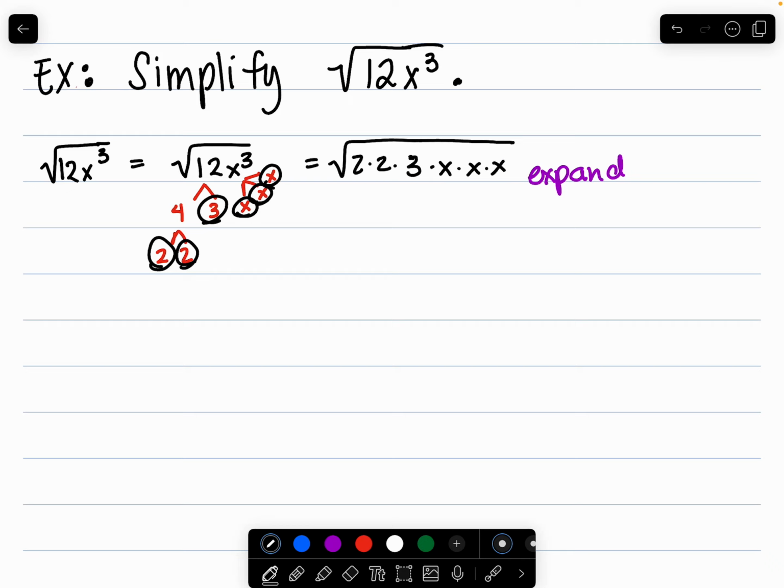Okay, and let's remember, what's our index if it's not there? It's 2. That's why whenever you guys see square roots, it's always a square, which is 2, unless it tells you a different number for your index. So that means we are looking for pairs of 2. So what has pairs of 2's? We have 2 pairs of 2's. We have 2 pairs of x.